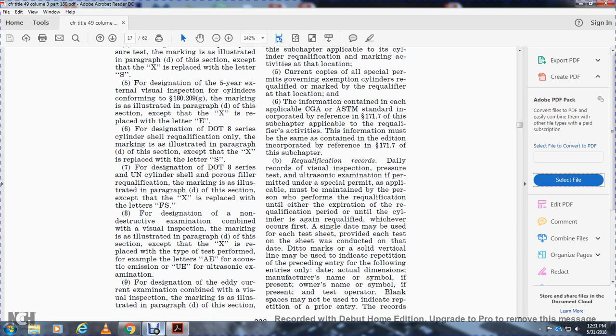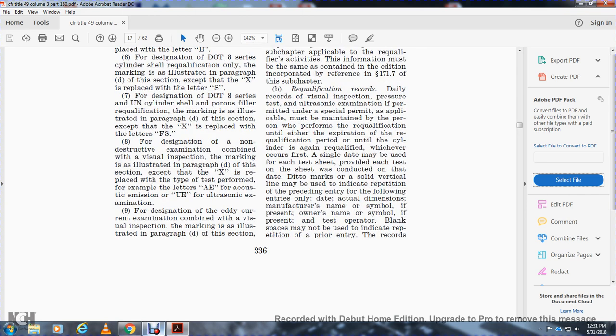Date and actual dimension, manufacturer's name and symbol, the owner's name and symbol, and the test operator. A blank item space may not be used to indicate repetition of the prior entry of the records.